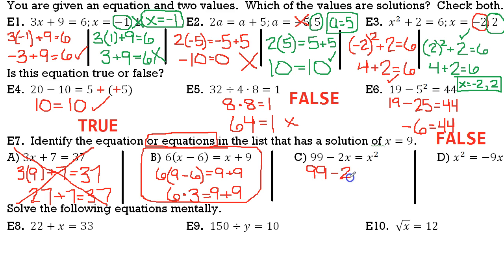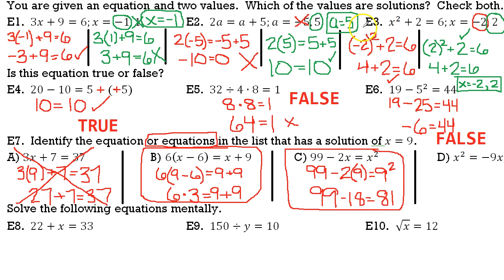And the reason why is because we've got letter C right here. If you plug in 9 right here, and then you square 9 right here, you've got 99 minus 18 equals 81. And sure enough, 99 minus 18 does equal 81. So the letter C checks out as well. All right, last but not least, you've got letter D. You've got 9 squared equals negative 9 times 9. So you've got an 81 over here, but then you've got negative 81 over here. So that did not go. That was not a solution.